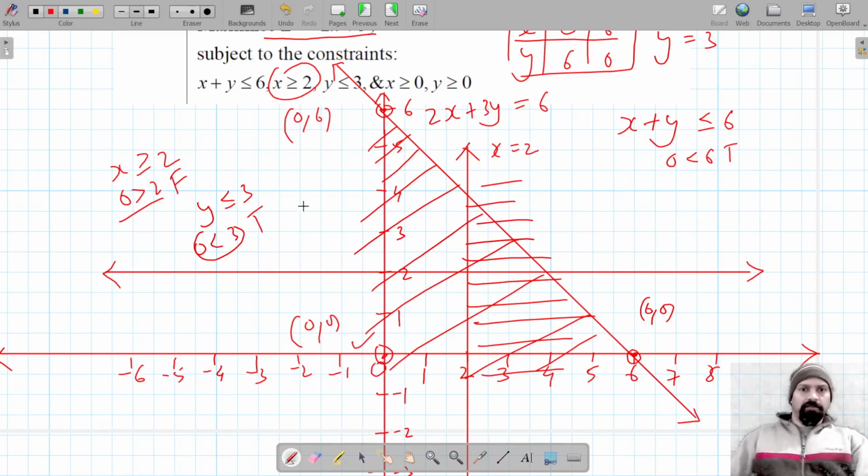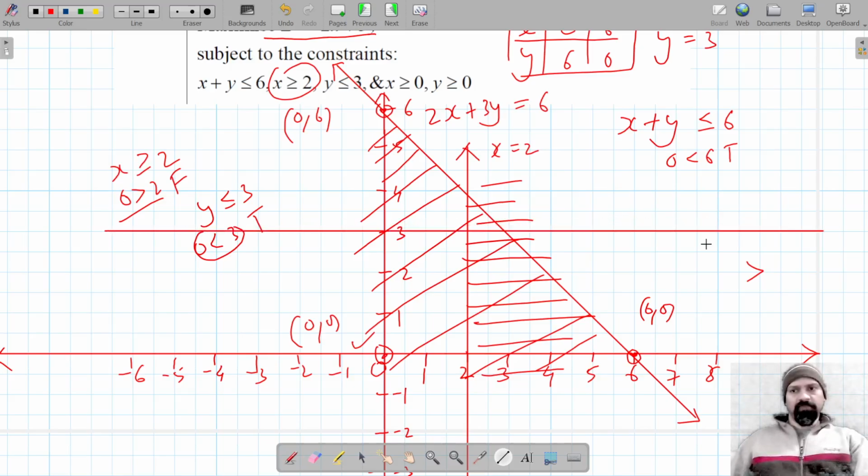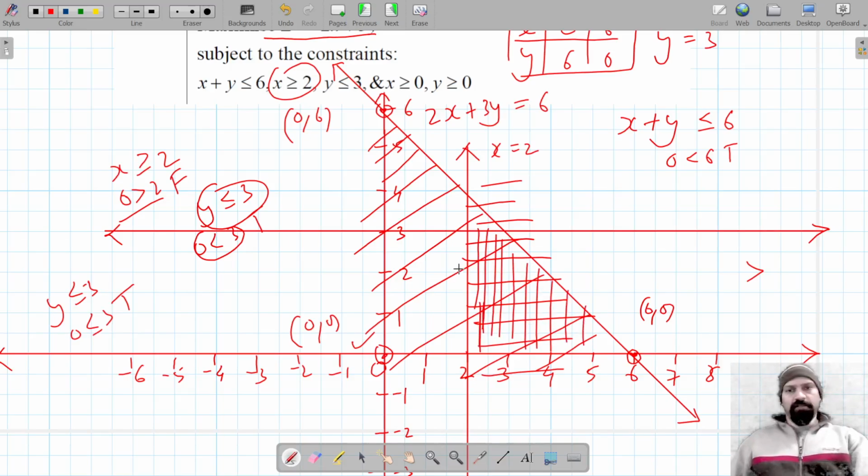Actually, y is equal to 3 should be here. So y is equal to 3 is here. Now, if we check y is less than or equal to 3 for the origin, if you put y is equal to 0 here, it gives us 0 is less than 3, which is true. So that means its solution region is to this one. And now this is the common region. So our common region is this one.